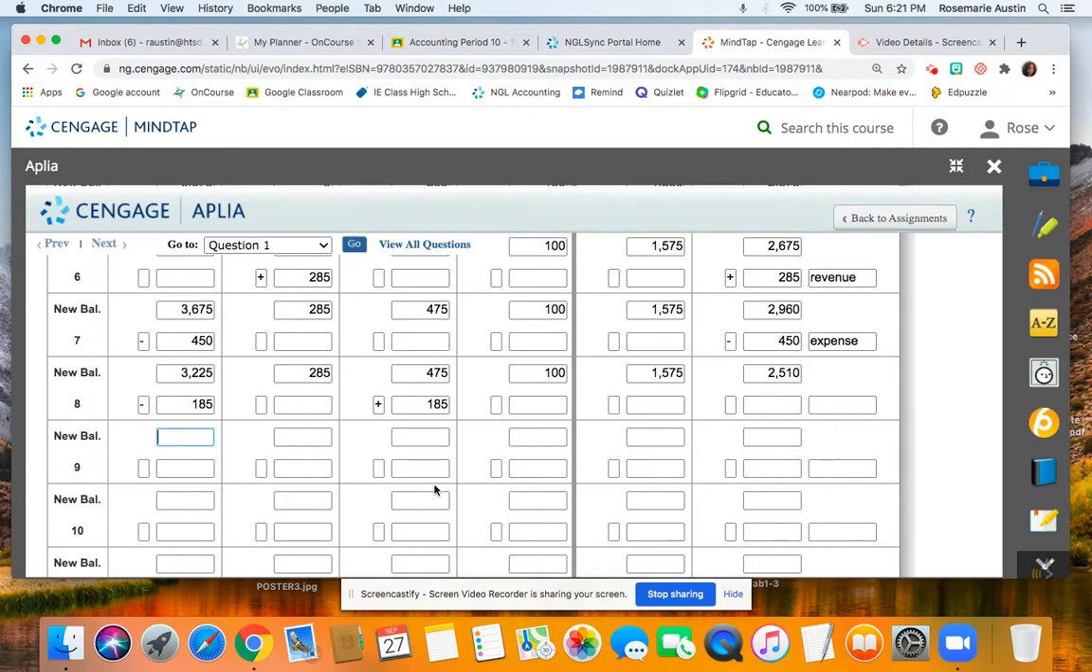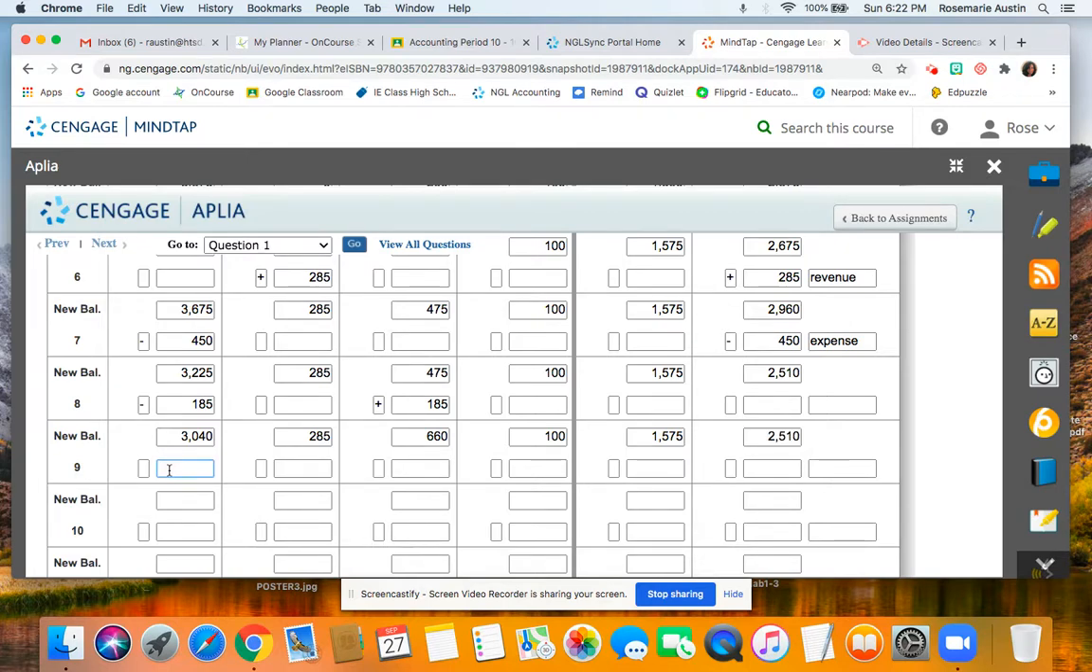So for cash, your cash is going down by $185 here, and your new balance is going to be $3,040. Okay. Your Dr. Shepard's account receivable is still $285. Your supplies balance increased because you just bought some more, so that is now going to be $660. Insurance is still $100. Paws and Claws is still $1,575, and then your owner's equity just carries down $2,510.